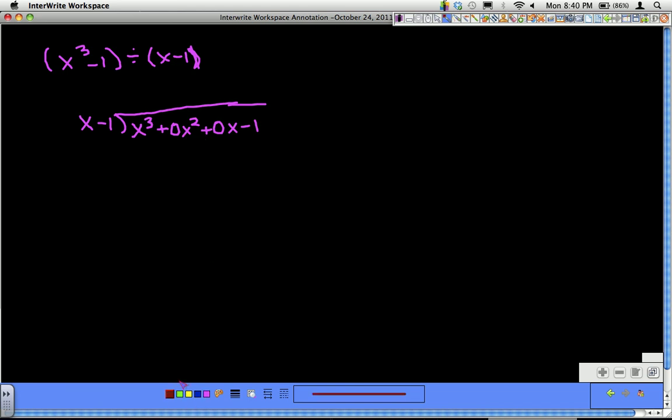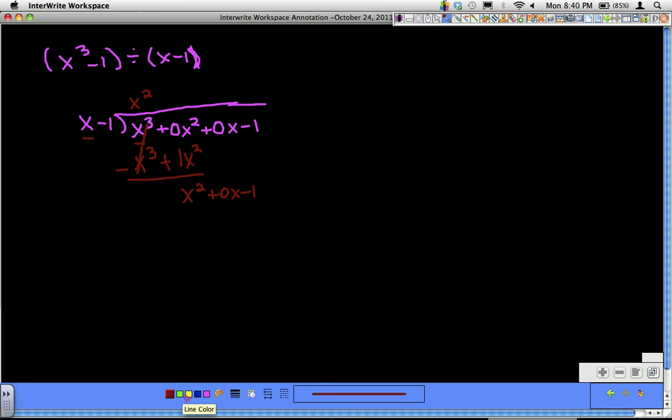Alright, let's see what we can do here. First thing here, and divide. X to the third divided by x is x squared. Top times front. X squared times x is x to the third. X squared times negative 1 is negative 1x to the second power. Draw the line, change the signs, opposites cancel. Here I'm left with 1x squared. Bring everything else down.